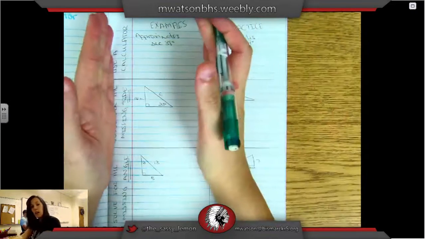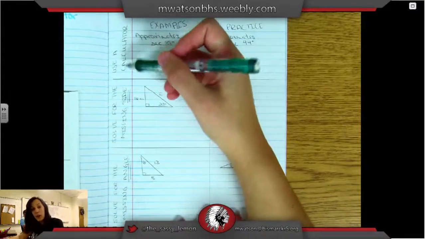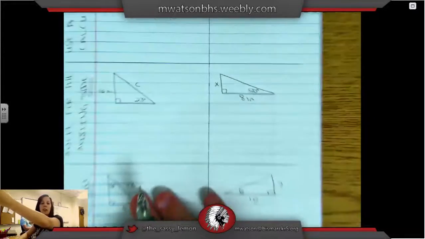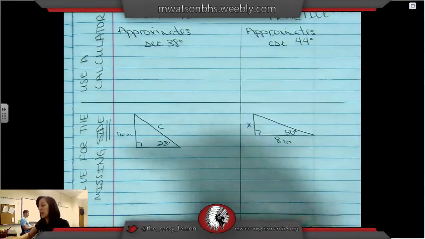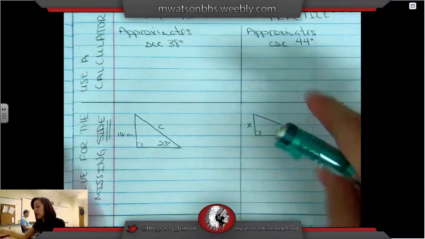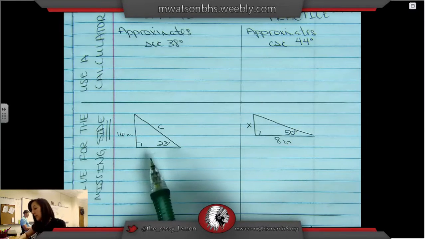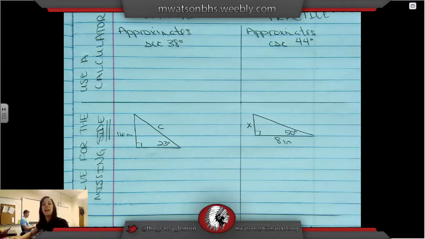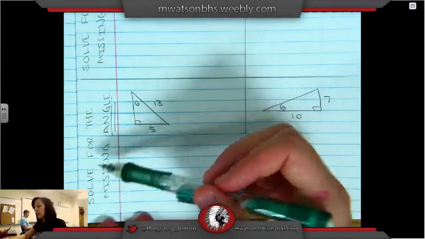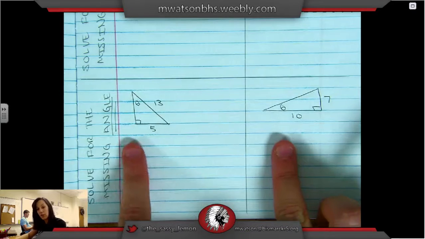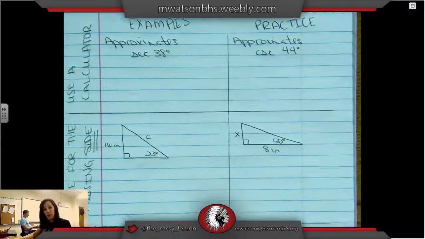So for this column, for each row, the top row over here, you need to write use a calculator. And go ahead and write down our first two problems, as well as the second row, which is solve for the missing side, and copy down those two triangles. And then lastly, we've got solve for the missing angle, and copy down these two triangles. Once you have all that copied down, then go ahead and watch through this video.